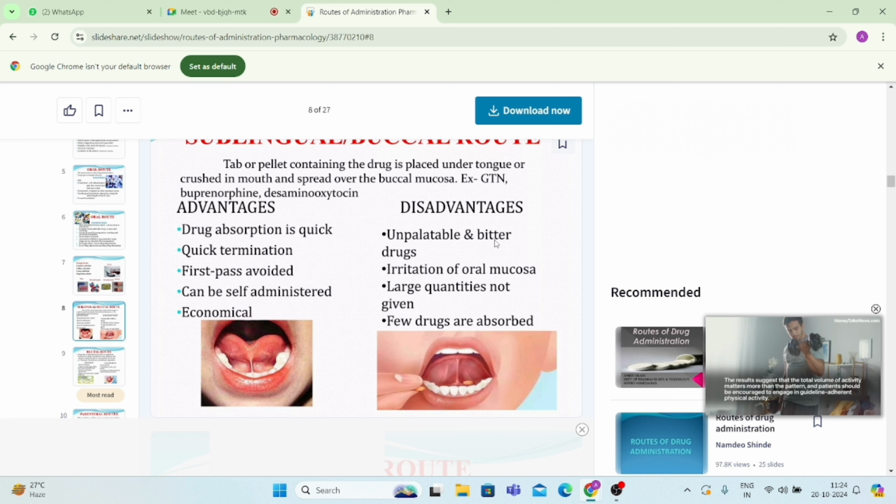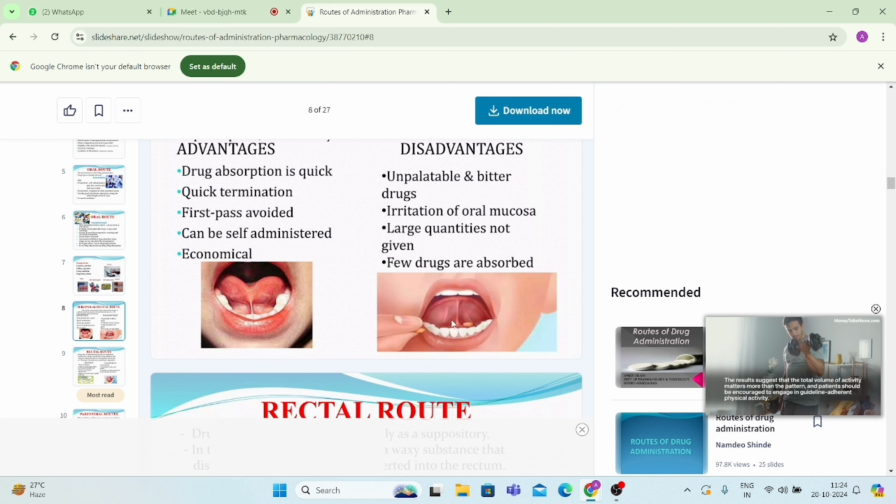డిసడ్వాంటేజెస్ ఒకటి బిటర్ టేస్ట్ ఉండటం, లేదా ఓరల్ మ్యూకోజా ఇరిటేట్ అవ్వడం, అంటే కొద్దిసేపటి వరకు మంట రావటం, లేదా అది ఇంకో ఇన్ఫెక్షన్కి దారి తీయడం అవుతాయి. అండ్ ఒకేసారి ఎక్కువ క్వాంటిటీ ఇవ్వలేరు. ఎక్కువ క్వాంటిటీ అంటే 1000 mg లేదా 800 mg, కాంబిటాల్ టాబ్లెట్ తీసుకుంటే 800 mg. సో అంత పెద్ద డ్రగ్స్ మనం సబ్లింగ్వల్గా ఇవ్వలేము. అండ్ కొన్ని డ్రగ్స్ మాత్రమే ఇలా సబ్లింగ్వల్గా అబ్జార్బ్ అవుతాయి, అన్ని డ్రగ్స్ అవ్వవు.